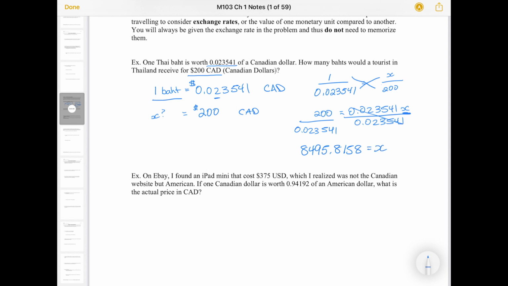Okay, so now it doesn't say what to round to, but it does say how many bahts. Let's go to the nearest whole number. So I'm going to look at this one. 8 is bigger than 5 in the middle, so I'm going to round up. So I'm going to get approximately 8,496 Thai bahts. That would be my final answer there.